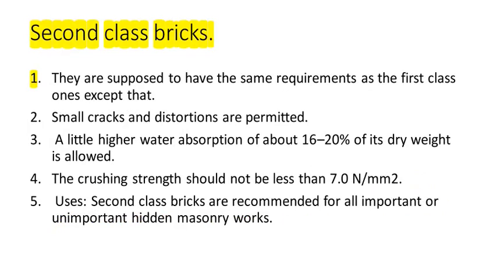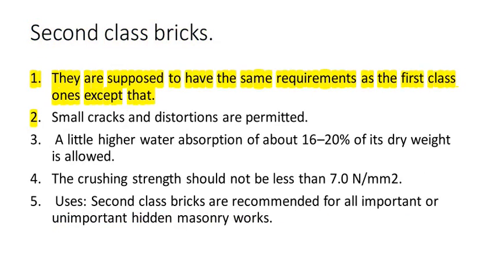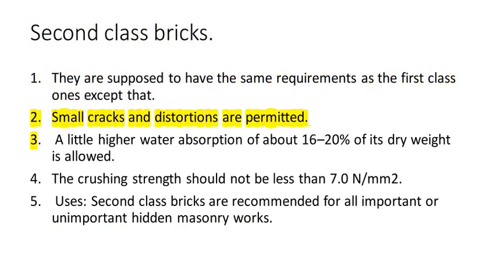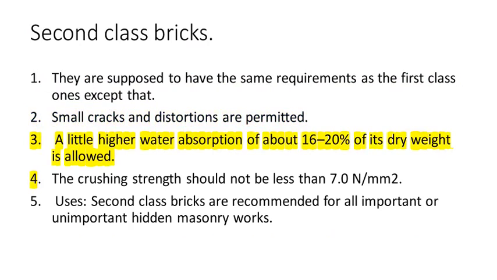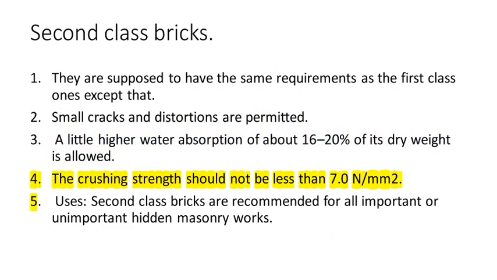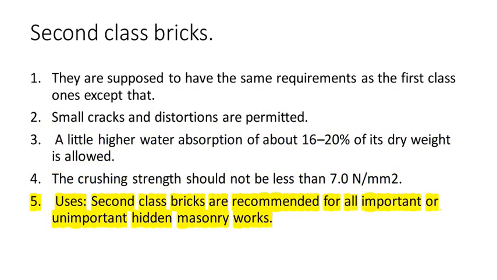Second class bricks: 1. They are supposed to have the same requirements as the first class ones except that 2. Small cracks and distortions are permitted. 3. A little higher water absorption of about 16 to 20% of its dry weight is allowed. 4. The crushing strength should not be less than 7.0 N per square millimeter. 5. Uses: Second class bricks are recommended for all important or unimportant hidden masonry works.